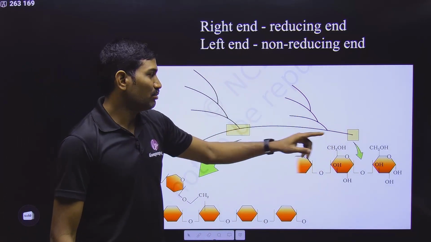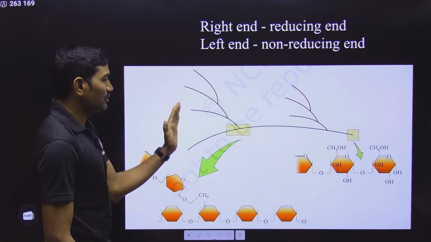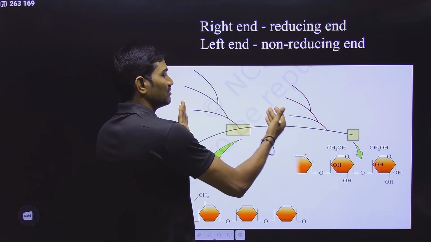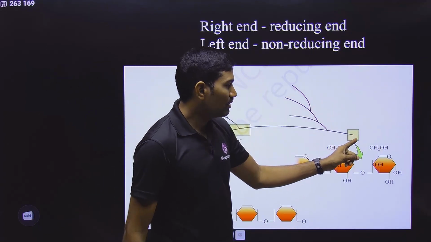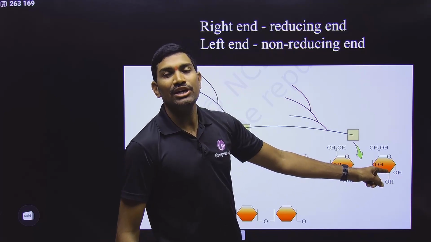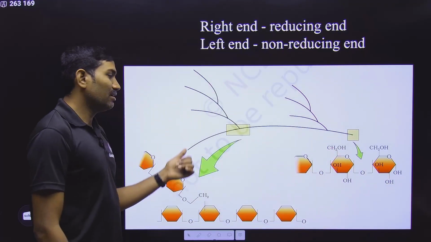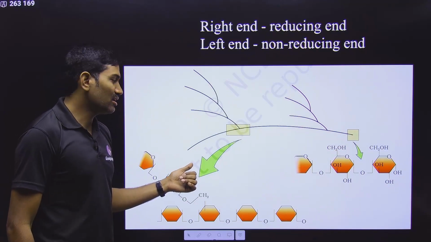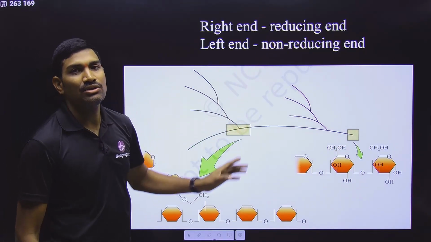Why is it like this? Because in the standard way of writing, the first unit will be written on the left side, the next one on the right side, the next one right side, right side, right side. In this way we are writing. When we are writing like this, now at the right side end what happens? Now a free carbonyl group is present. That's why it is the reducing end. But here the free carbonyl group is not present. It is already in the bonding. So that's why the left side end is called the non-reducing end.